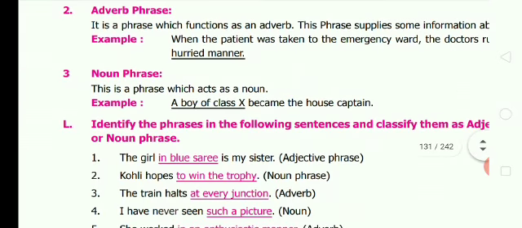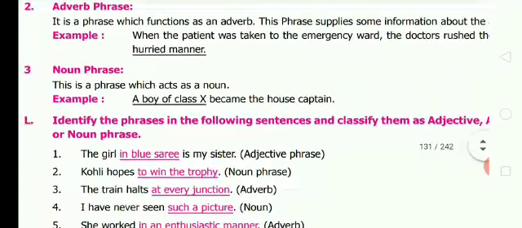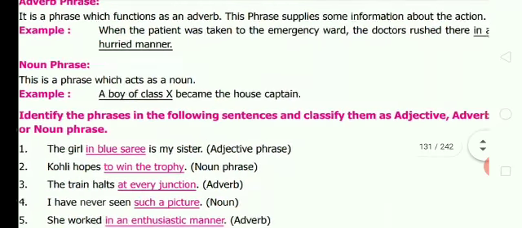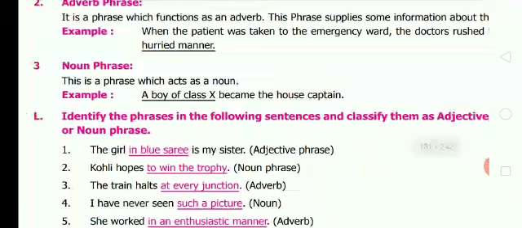Moving on to next, that is adverb phrase. It is a phrase which functions as an adverb. This phrase supplies some information about the action. Example, when the patient was taken to the emergency ward, the doctors rushed there in a hurried manner. Third one, noun phrase. This is a phrase which acts as a noun. Example, a boy of class 10th became the house captain. So, noun phrase talking about a boy. It becomes the subject. So, here this phrase is known as noun phrase.